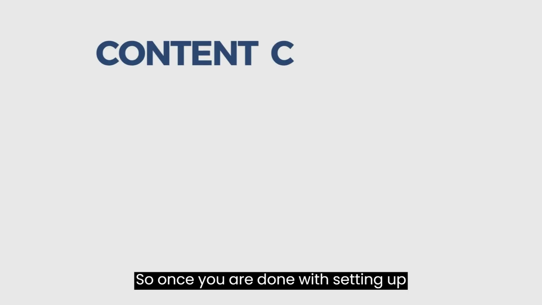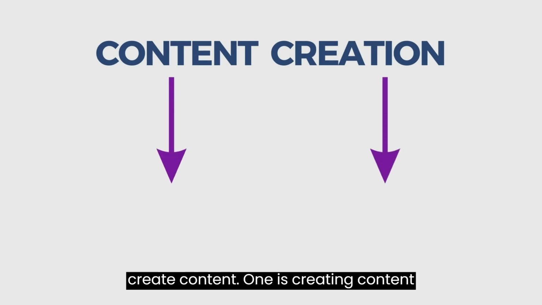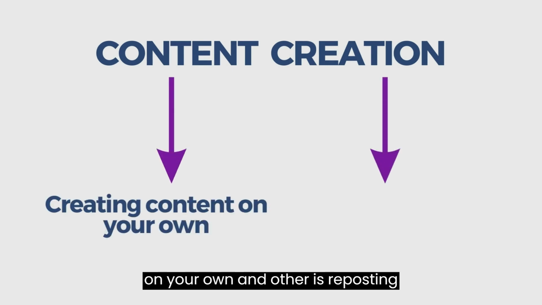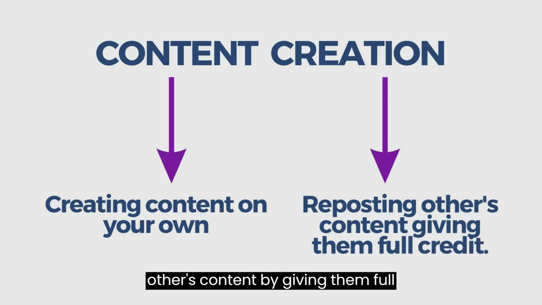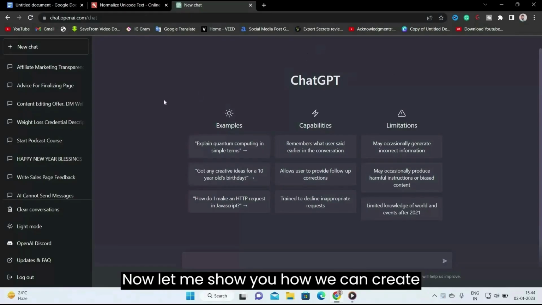So once you are done with setting up your profile, the next step is to create content. There are two ways you can create content. One is creating content on your own and the other is reposting others' content by giving them full credit. But I prefer creating my own content because as per my experience, the Instagram algorithm loves fresh content. Now let me show you how you can create your own content.